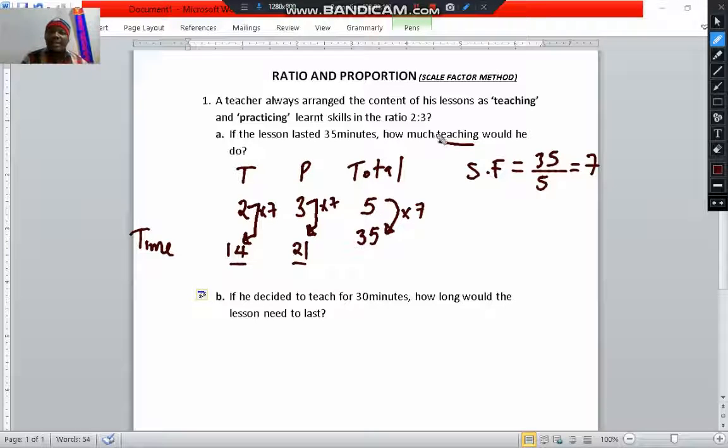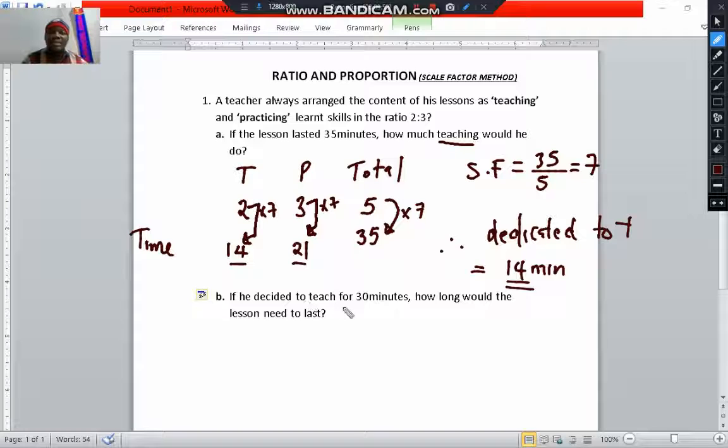So this question says how much time did he dedicate to teaching? So he dedicated, therefore, the time that was dedicated to teaching. All right, I'm just going to write that. Dedicated to teaching, to T, which is teaching, is going to be equal to 14 minutes. So it means in that ratio, 2 to 3, if the lesson lasted for 35 minutes, 14 minutes was going to be spent teaching, and then 21 minutes was going to be spent practicing.